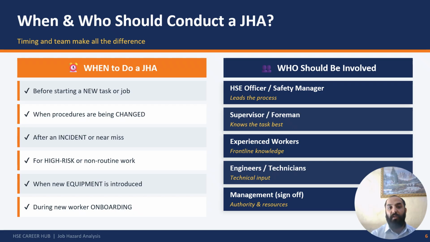Because guess what? The people who know the job best are the workers who are doing that job. The guy who has been operating that machine for 5 years. He knows exactly where it vibrates, where it overheats, where it sticks. Include him in the JHA process. The JHA must be a team exercise. HSE officer leads, supervisor contributes, worker participates, management reviews and signs off. That's how you get a JHA that actually works.